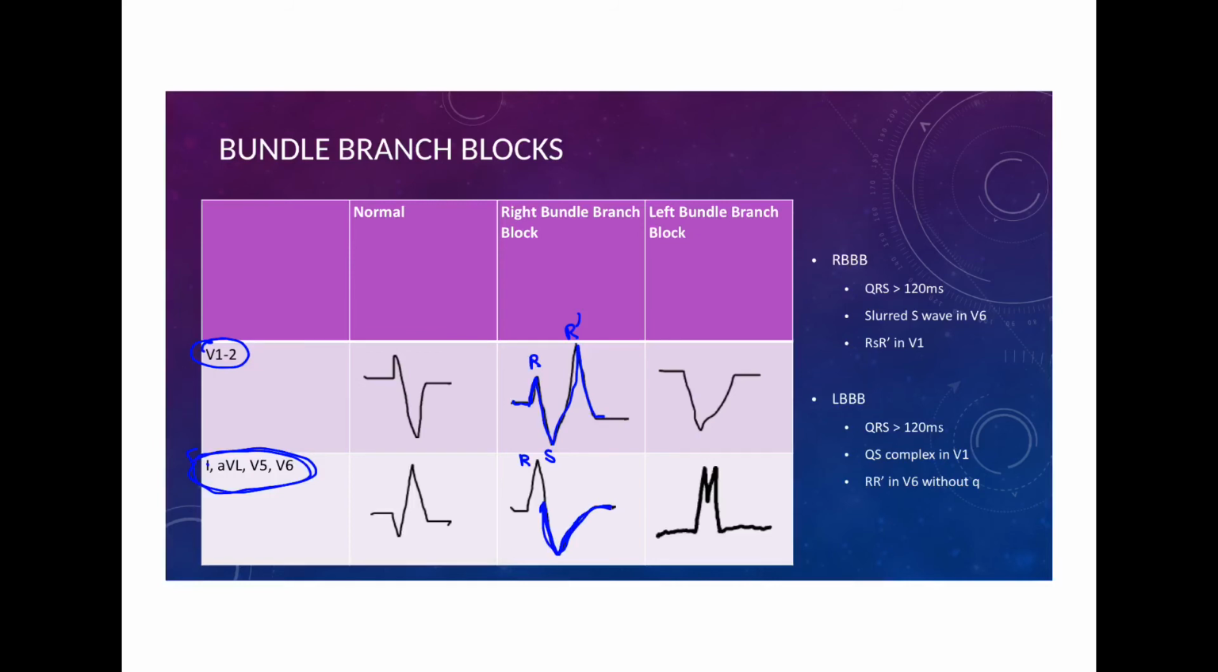In the left bundle branch block, in the lateral leads, we'll usually see two peaks. We'll call it an R prime pattern, and a big negative deflection in leads V1 and V2.